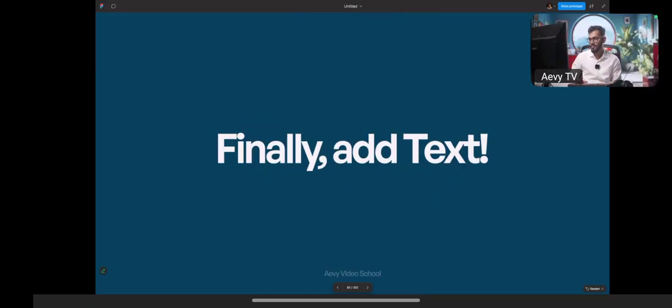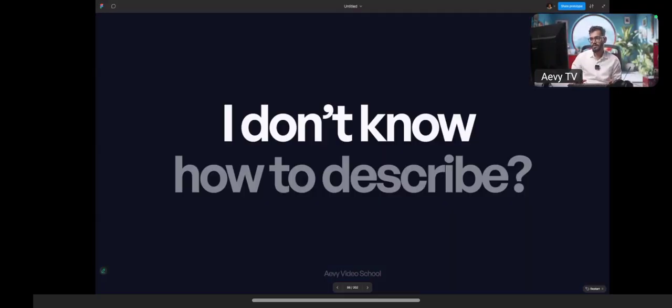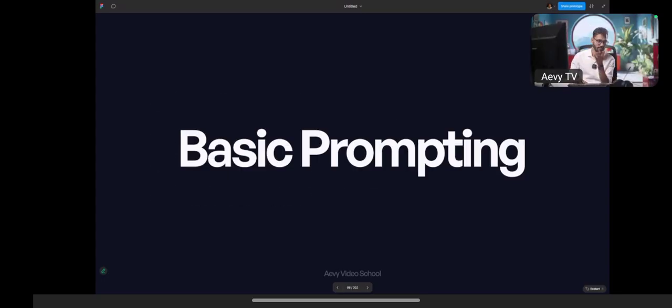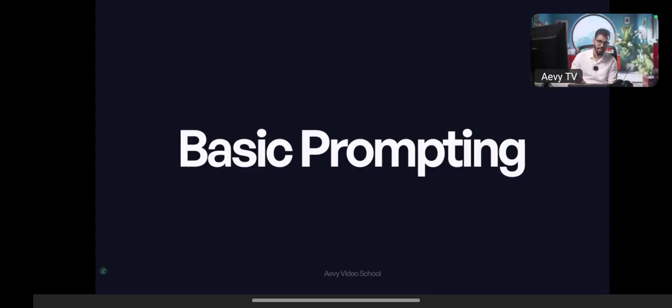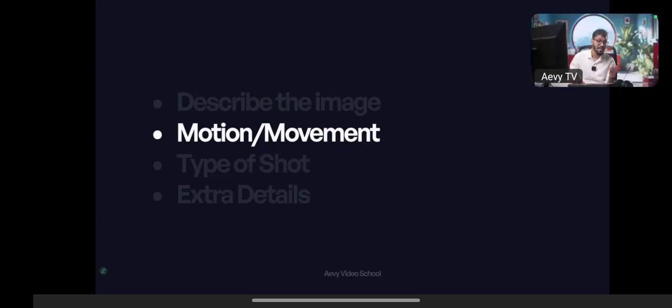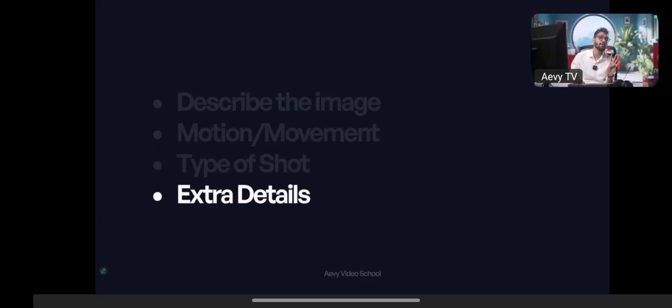I'm going to skip all of this stuff because this is all not required. Okay, we've already generated it using Midjourney. Okay, for example, if you just require the basic prompting technique, okay, you can obviously describe the image, then add motion or movement, then also understand the type of shot, and then finally put in the extra details.